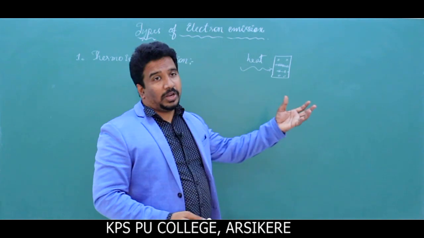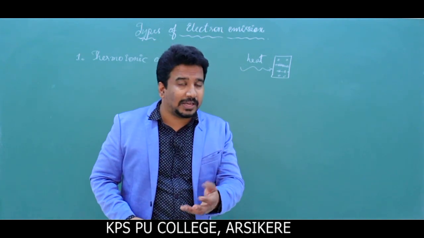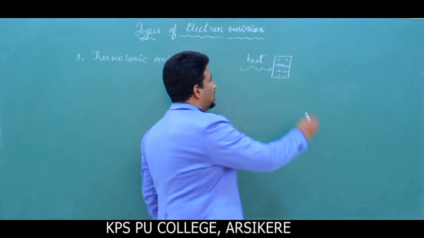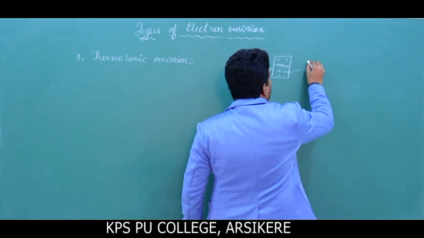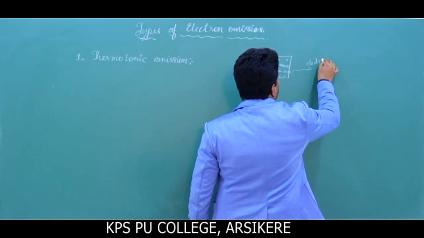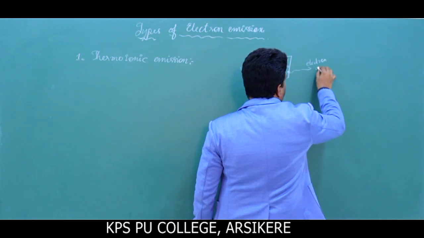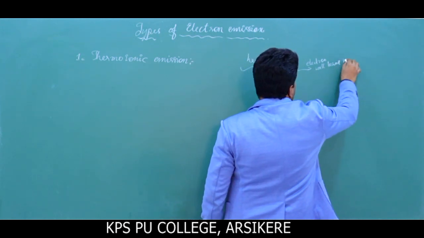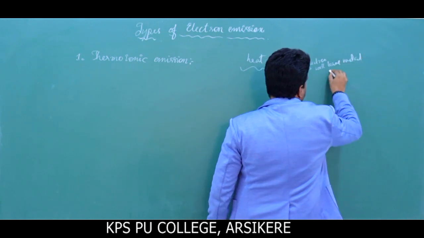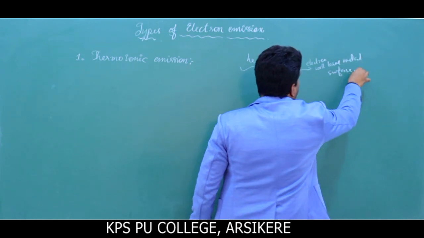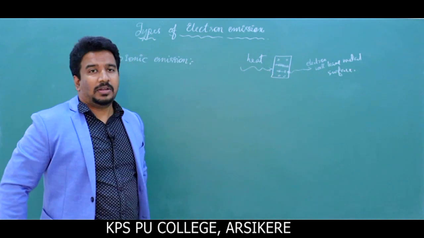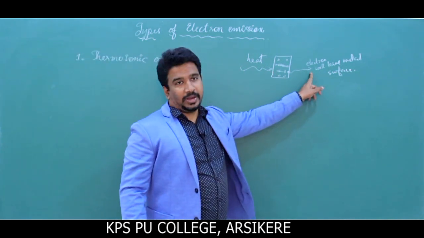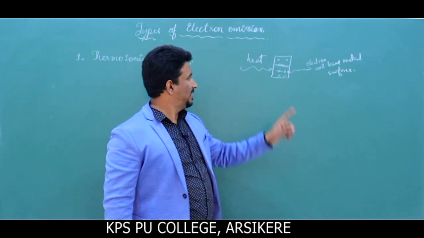If we give more and more heat energy, what will happen? Their vibration will increase, their kinetic energy will increase, then the electron will be liberated. Will leave the metal surface. So what is this called? This electron got emitted out of the surface because of heat energy.